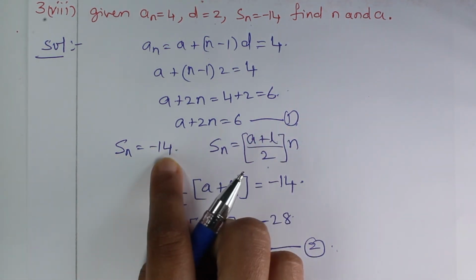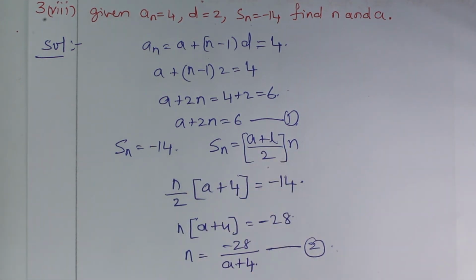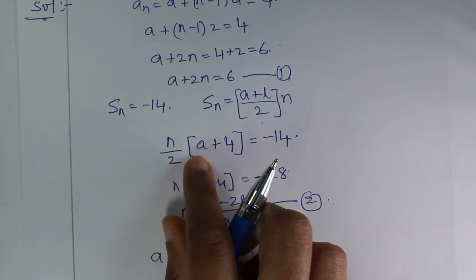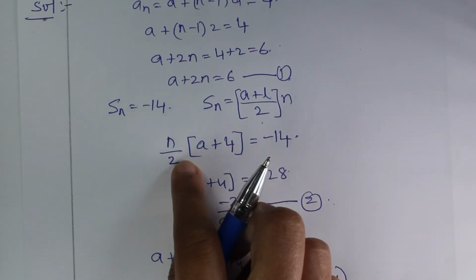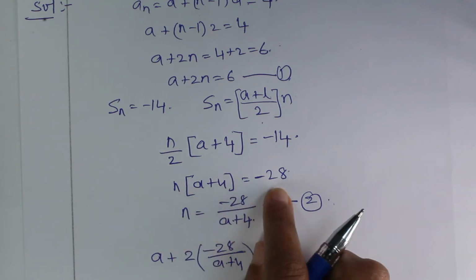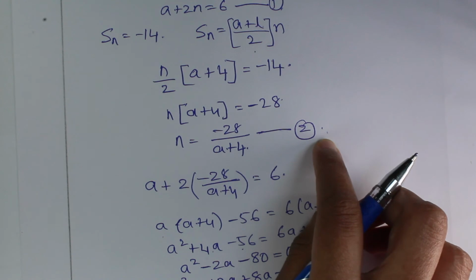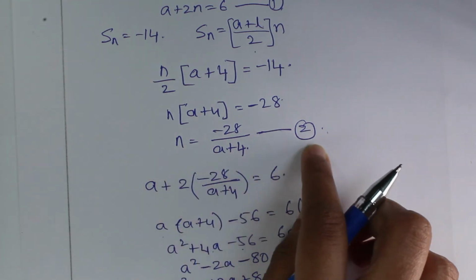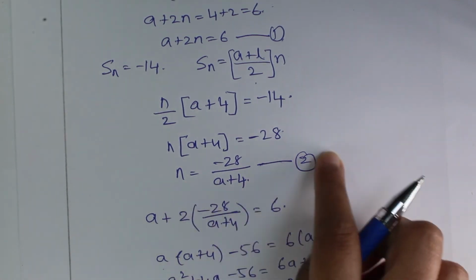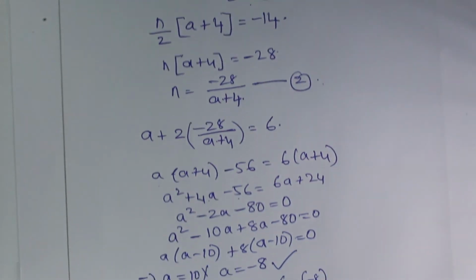Now we know Sn is equal to minus 14. So Sn, the sum of n terms, is equal to n by 2 into a plus l. Now I have substituted the values here in this equation: n by 2 into a plus 4 is equal to minus 14. So n into a plus 4 is equal to minus 28. I got the value of n as minus 28 divided by a plus 4. This is equation 2. Now I have substituted the value of n in equation 1, a plus 2n is equal to 6, and I have solved for a.